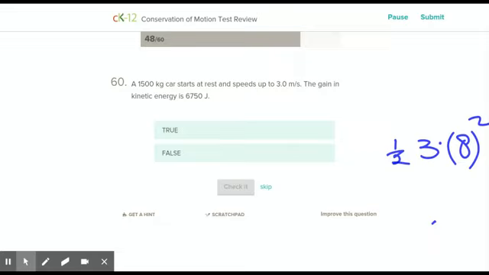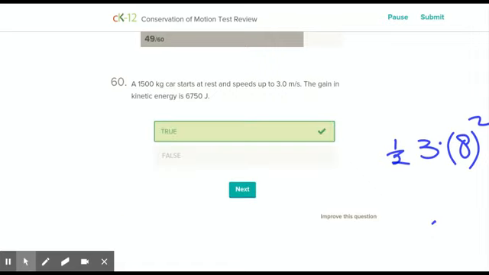A 1500 kilogram car starts at rest and speeds up to 3. The gain in kinetic energy is 6750. So when you start at rest, there's no kinetic energy, but when you reach 3 meters per second, all you have to do is calculate your kinetic energy at 3 meters per second. So plug in your numbers for half mv squared, 1500 times half, times 3 squared, which is 9, you get 6750. So it is true. Alrighty.